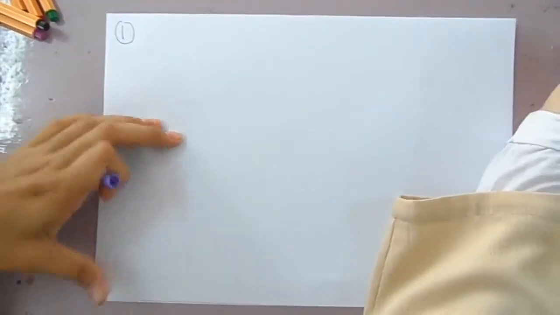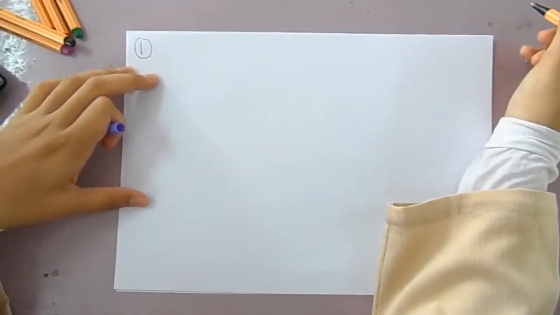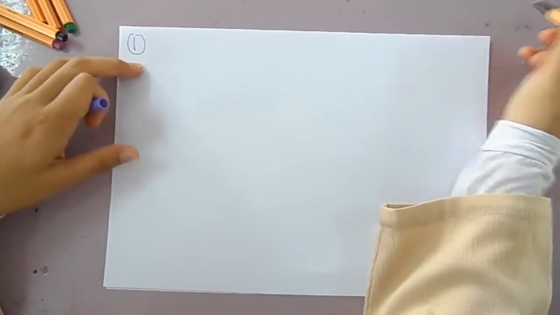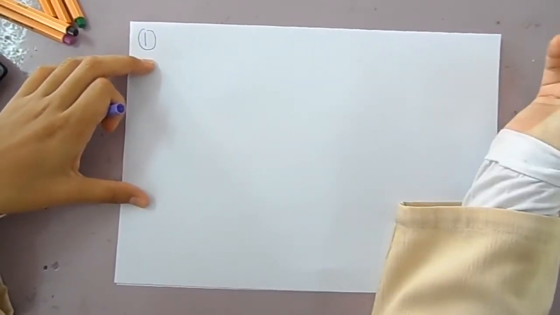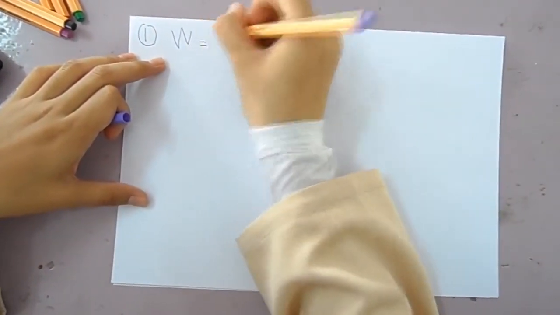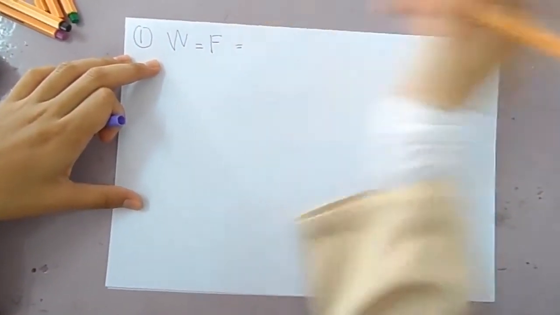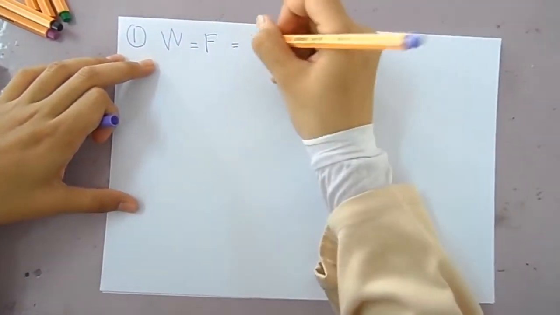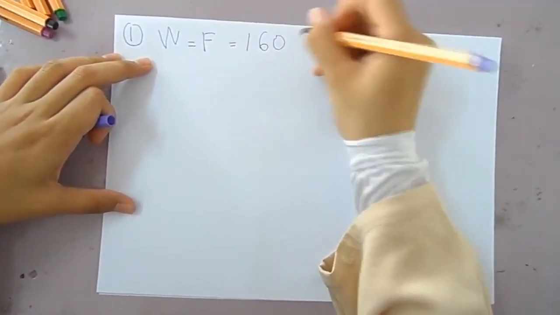Have you solved the answer with your friends? Now I will show you how to solve the problem. Students, we're going to solve question 1 first. Based on question 1, you need to take all of the information given on your paper. The first information given is weight. Weight is equal to force, and the information given is 160 Newton.